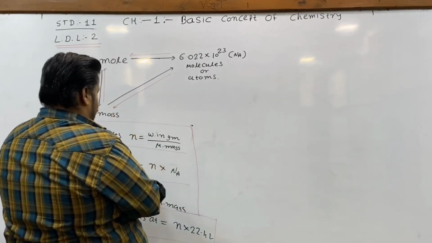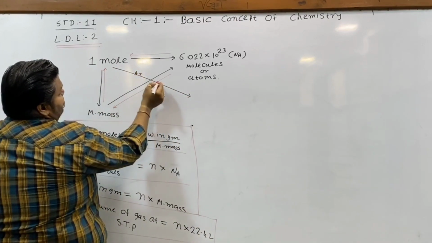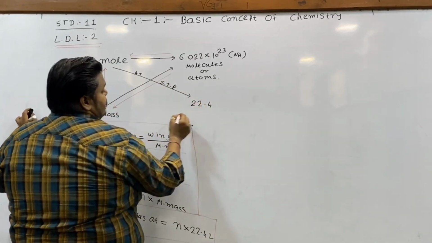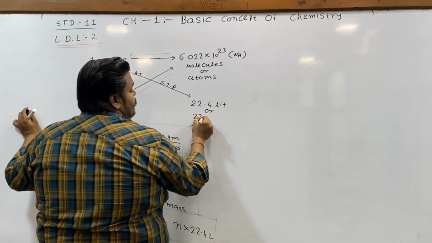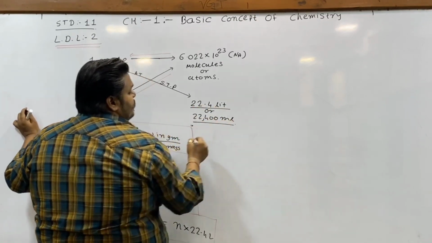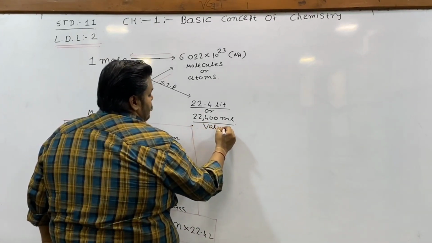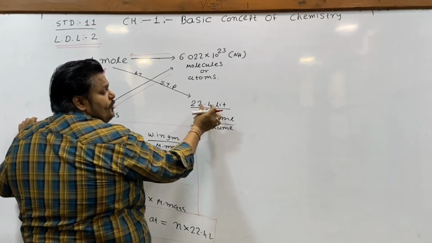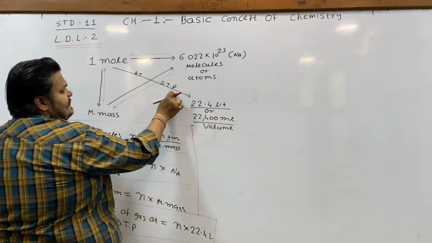At STP, volume of a 1 mole of a substance is 22.4 liter or 22,400 ml. 22.4 liter or 22,400 ml volume conversion, or we can say that 1 mole of a substance occupies 22.4 liter volume or 22,400 ml volume at STP.